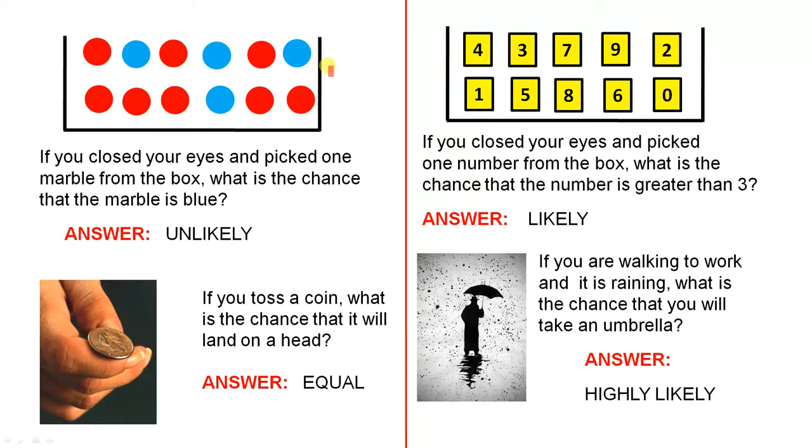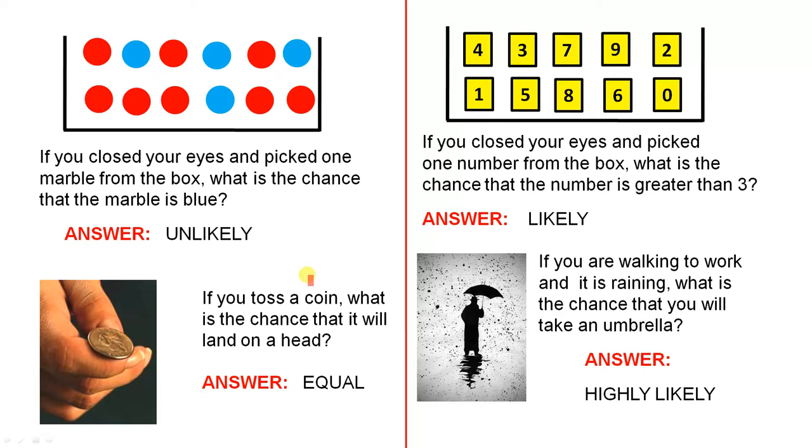Here we have a box, and there are 12 marbles. 4 of them are blue, and 8 of them are red. If you closed your eyes and picked one marble from the box, what is the chance that the marble is blue? Well, there are only 4 blues and 8 reds, so the answer would be unlikely. You are more likely to pick a red.